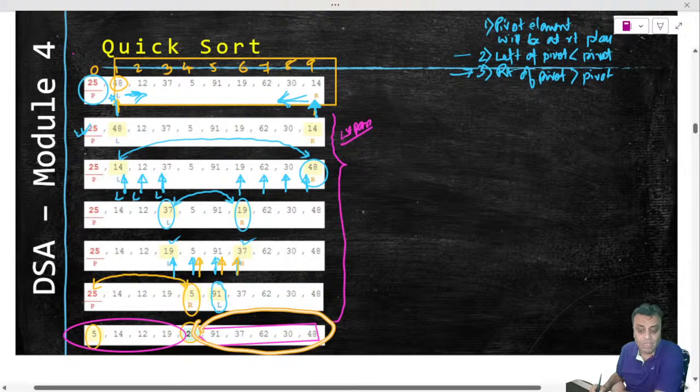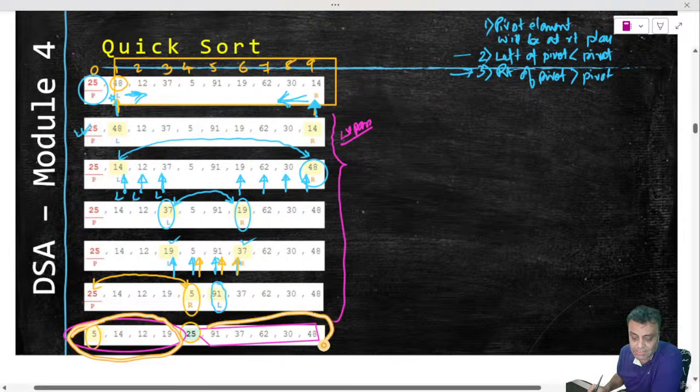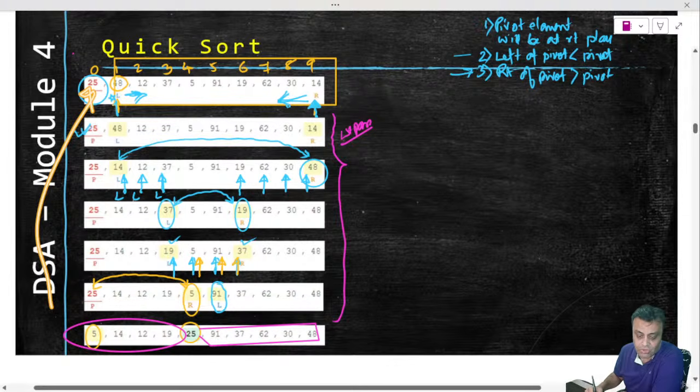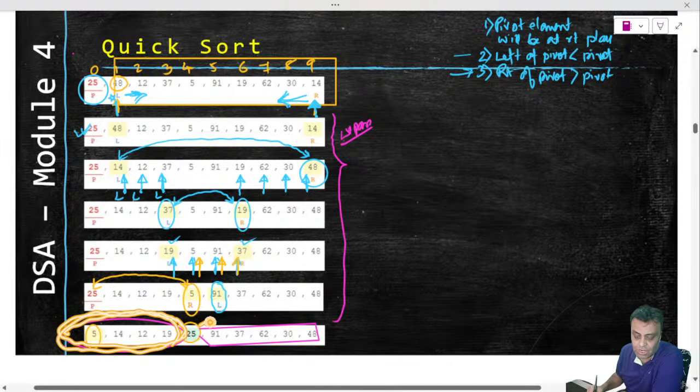So what are we doing? We have divided the main array into two small arrays like this, and we will now pass it to the same routine, so that again we start doing a left pointer, right pointer on this small array. We do a left pointer, right pointer on this small array, and then the pivot element will be this element, right? 91 will be the pivot element here, and for this one, 5 will be the pivot element.